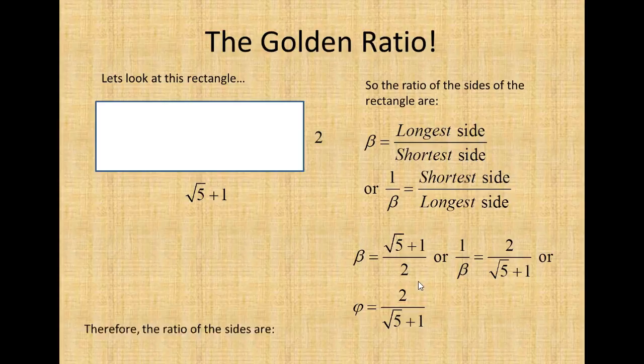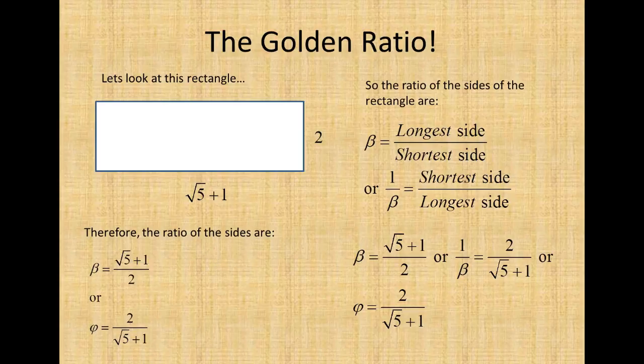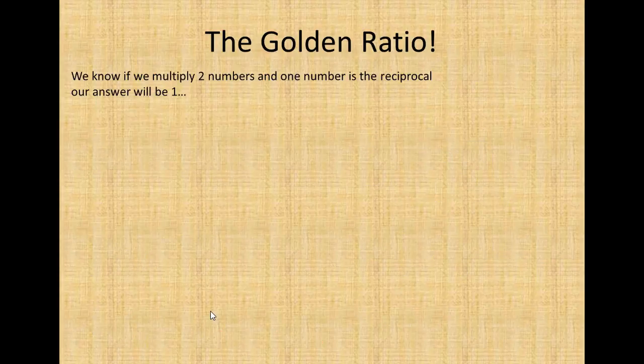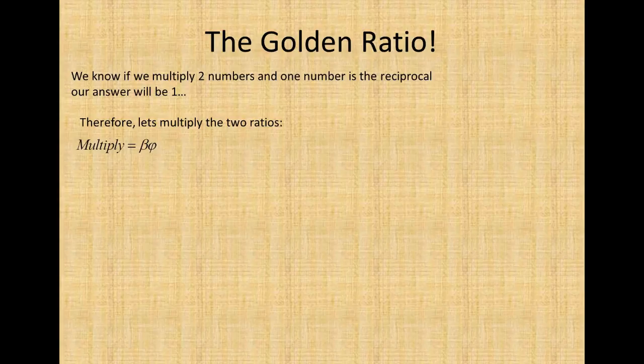So we'll call both of these ratios beta and phi. So beta is equal to square root of 5 plus 1 divided by 2, and phi is 2 divided by the square root of 5 plus 1. Let's continue. We know if we multiply two numbers and one number is a reciprocal of the other, our answer will be 1. Therefore, let's multiply the two ratios. Let's multiply beta and phi. So beta is square root of 5 plus 1 divided by 2, and phi is 2 divided by the square root of 5 plus 1.